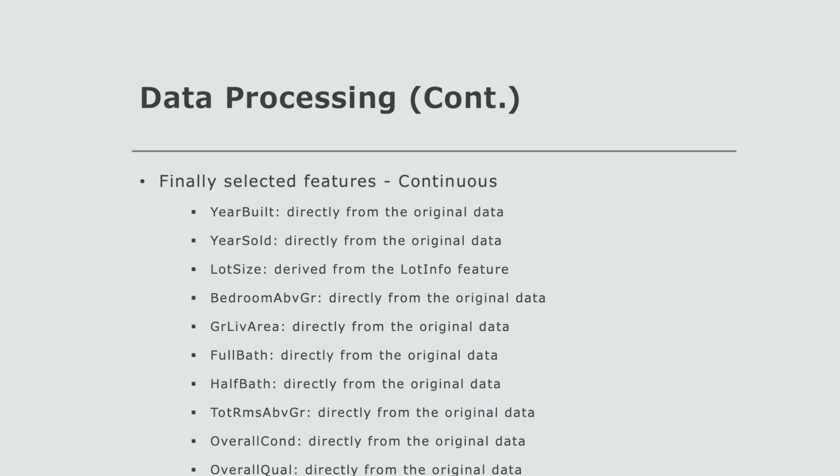Also talking about bathrooms, we have the number of full bathrooms and the number of half bathrooms. They're also from the original data. Then we have total rooms, the feature for the total number of rooms, also from the original data. And last but not least, we have the overall condition feature, as well as the overall quality feature from the database. Both of them are also from the original data.